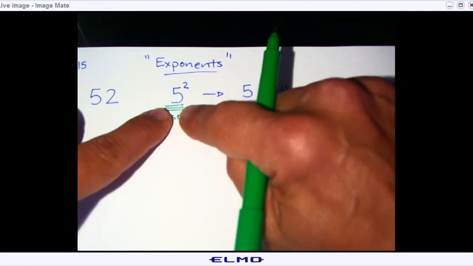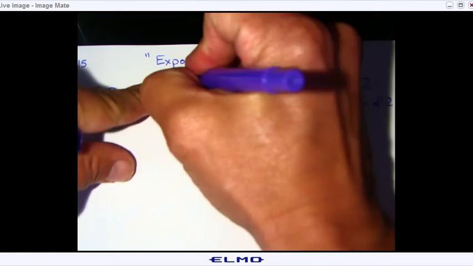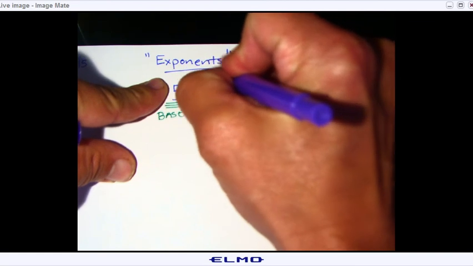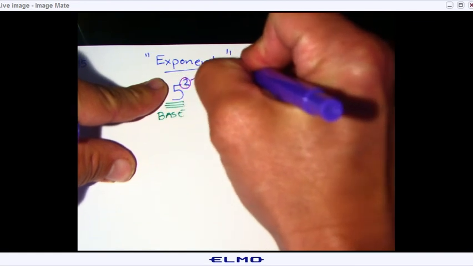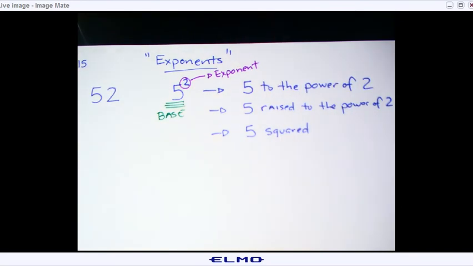So the 5 is the base, and this 2 is called what? Well, obviously that's called the exponent, right? This 2 is the exponent. That's what it's raising into. So go ahead and write that down. Exponent.